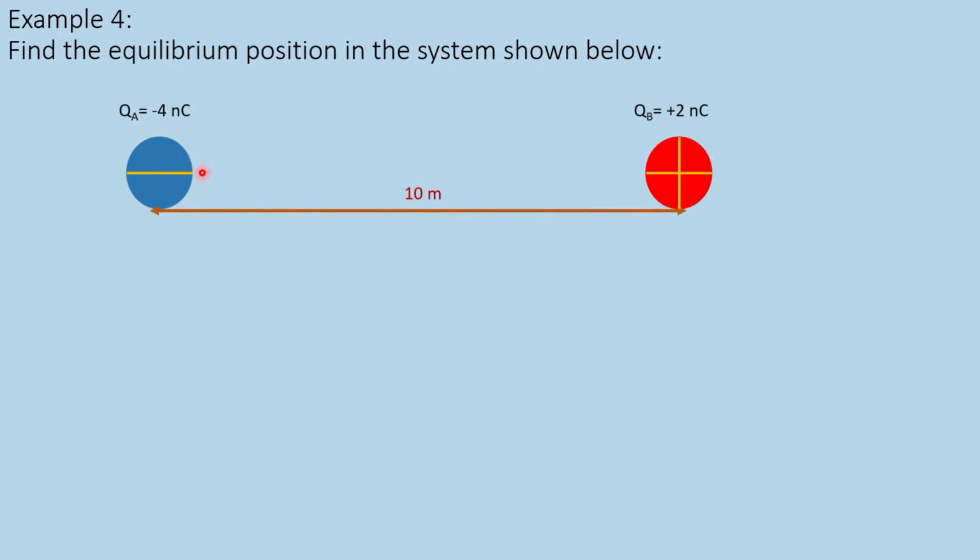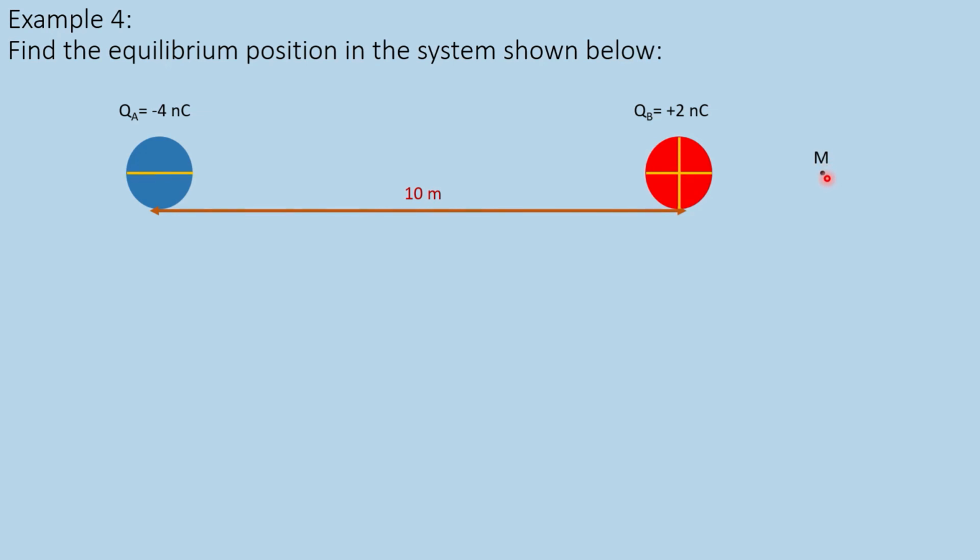Another example, QA is negative 4, QB is positive 2, unlike charges. Then the equilibrium position is either on this side or on this side. It's not between them because they are unlike charges. We compare. QB has a magnitude of charge of 2 nanocoulombs. QA has a magnitude of charge of 4 nanocoulombs. So QB is smaller. Then the point should be on this side. I put point M there.